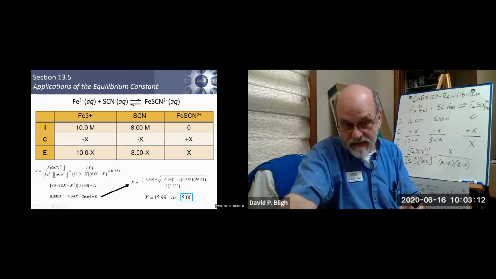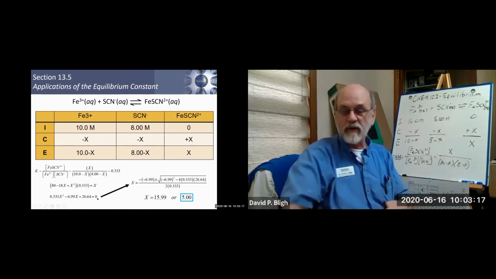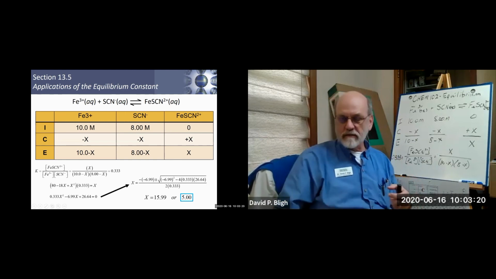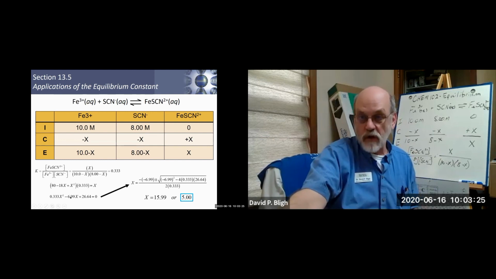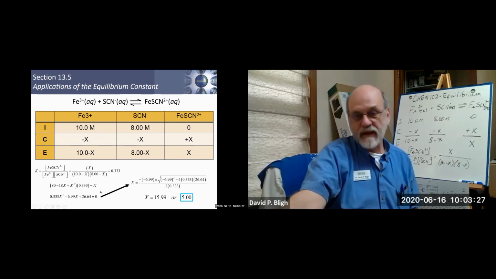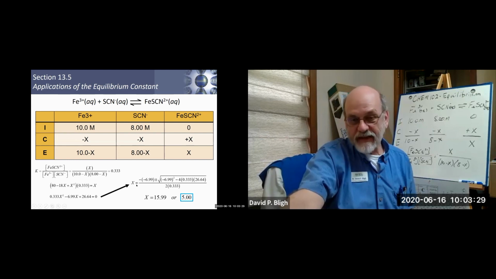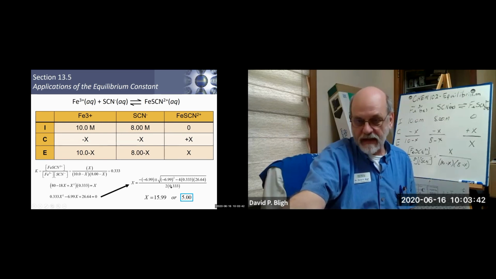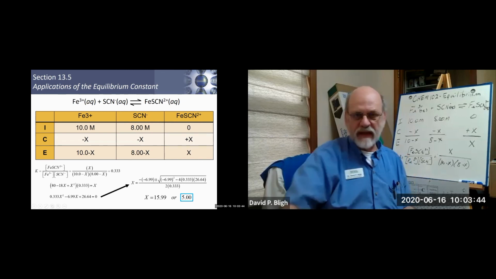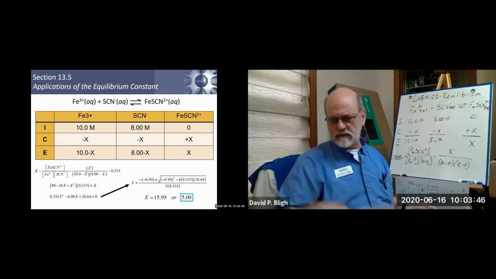But if we resolve this equation in terms of a quadratic format, then we have ax squared minus bx plus c equals 0. Remember, whenever you use the quadratic solution, you have to set your equation equal to 0. So that means that x equals minus b plus or minus the square root of b squared minus 4ac, divided by 2 times a.